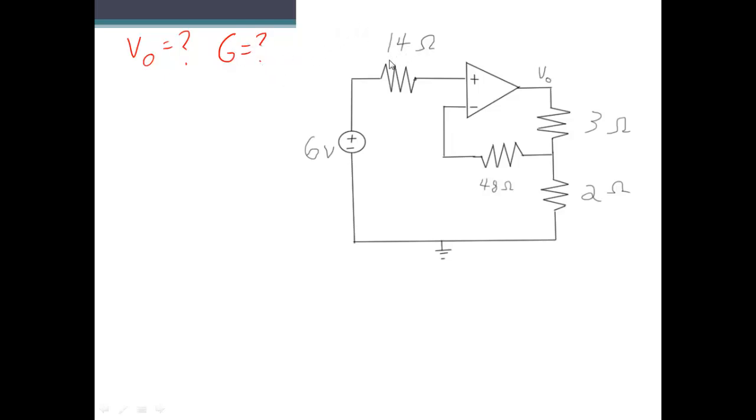To start solving for these two things, we're going to go back to our ideal approximations right off the bat. Just to remember them again, V plus equals V minus is the first one. As we can see in this circuit, on the positive terminal, the voltage there is just going to be 6 volts, which is given by this ideal source. And since no current is coming into this terminal, there's going to be no voltage drop across this resistor. So everything along this line is just going to be at 6 volts, which also means that everything on the negative terminal here is also going to be 6 volts.